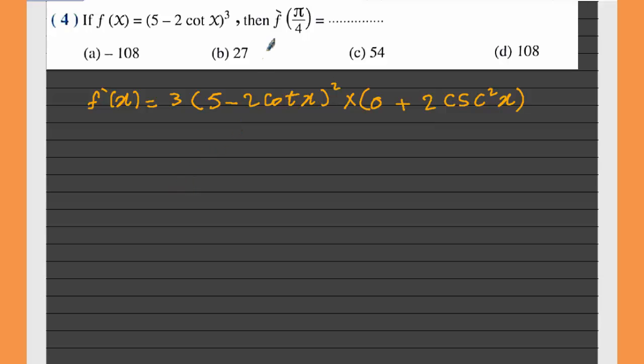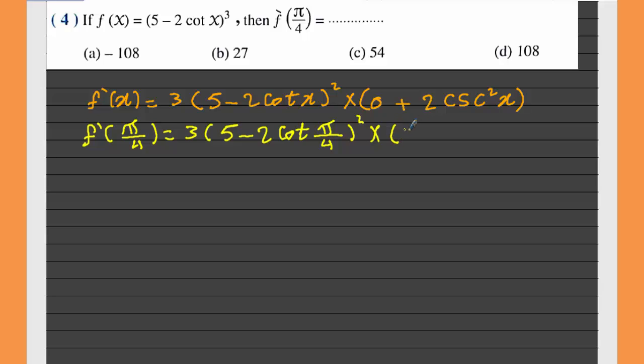Now substituting x equals pi over 4. So f dash of pi over 4 equals 3 multiply 5 minus 2 cotan pi over 4 all square multiply 0 plus 2 cosec square x. It is 2 cosec square pi over 4.